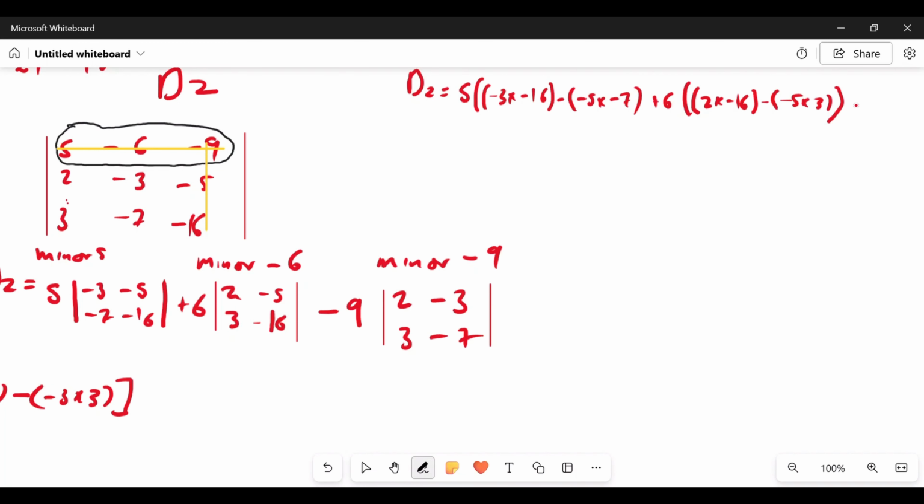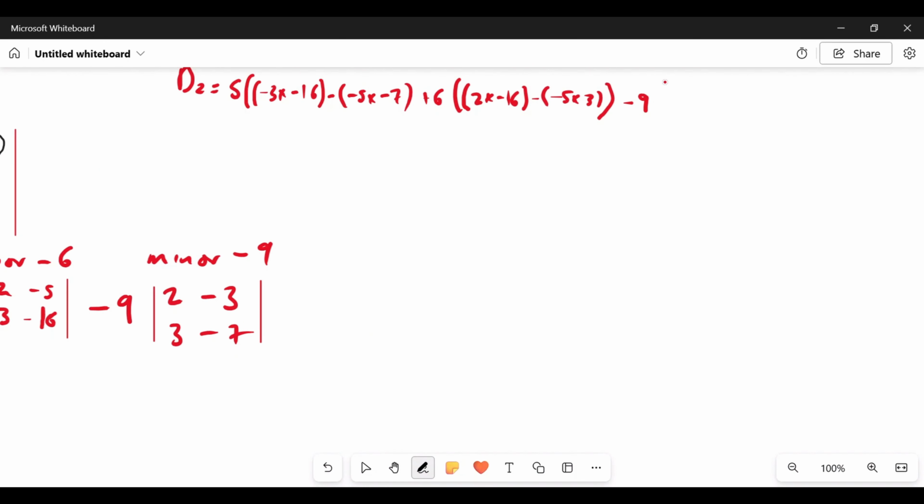And then last we have -9. It's time for us to create more space again. So when you calculate the determinant, we're going to multiply by the first entry, which is going to be 2 multiplied by -7, minus -3 multiplied by 3. There we go. Then from here, we use our calculators.